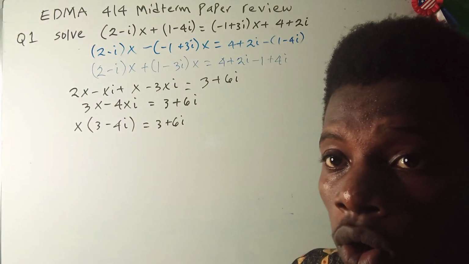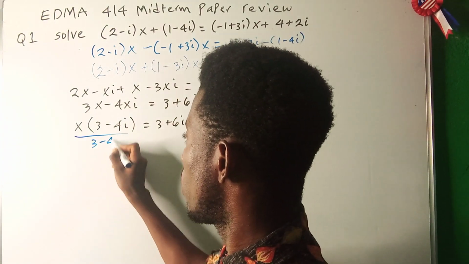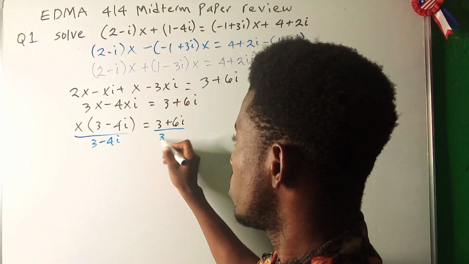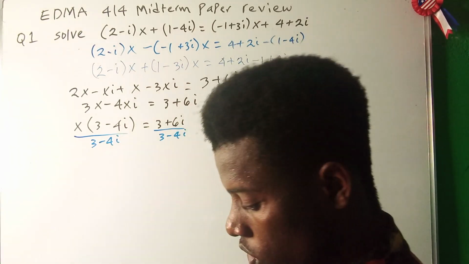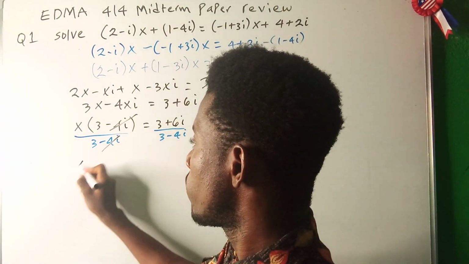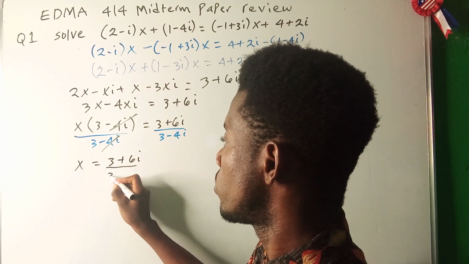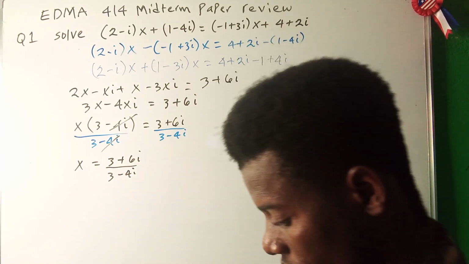To solve for x, we can divide both sides by this expression, which is 3 minus 4i. So divide by 3 minus 4i, and divide by 3 minus 4i. What happens here is that this is going to cancel out. We're actually going to have x is equal to 3 plus 6i, all divided by 3 minus 4i.